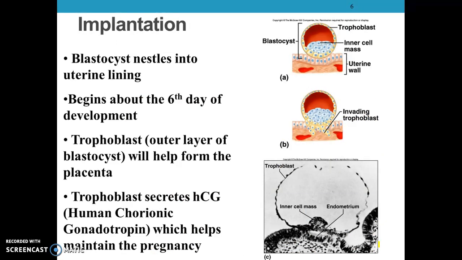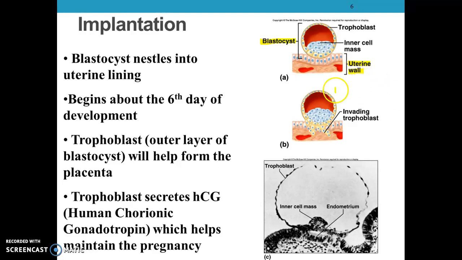Implantation is when the blastocyst nestles into the uterine lining. If you look at this picture up top, the blastocyst is the hollow ball. The inner cell mass is where some of our organs and tissues are going to come from, like the digestive system and things like that. And then it's got the uterine wall right here. The bottom part of this picture is the inside of the uterus, so this would be the endometrium. When they make contact is when implantation starts to occur. It begins about the 6th day of development.